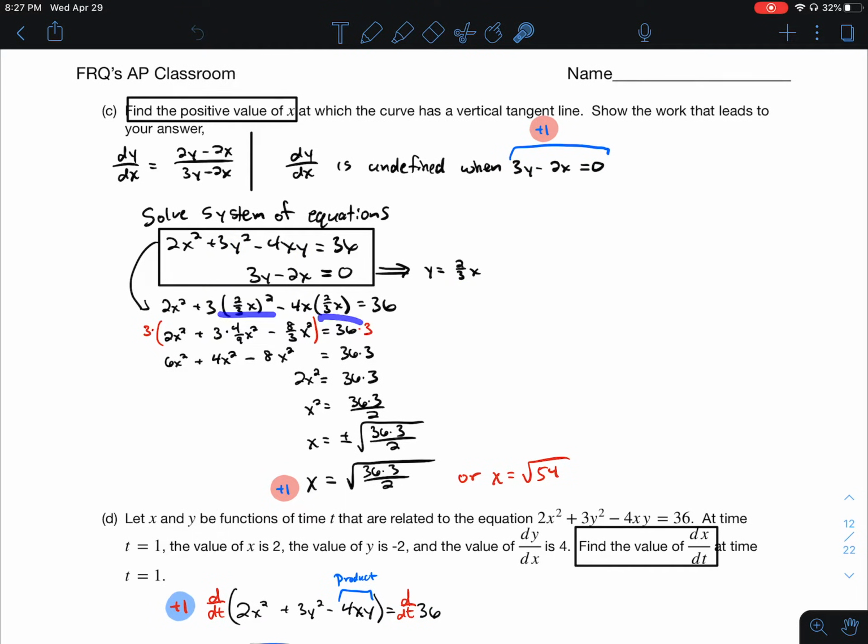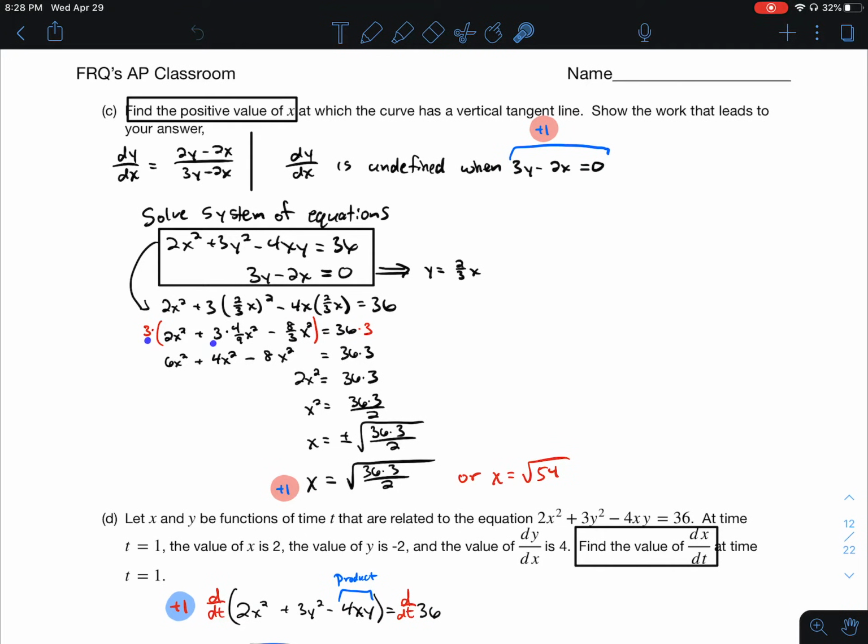We did that here and here. Square this, you get 4/9 x squared. Multiply these together, you're going to get 4 times 2, which is 8, over 3, and x times x is x squared. At this point, I didn't like the fact that I had these fractions, so I decided to multiply each term by 3.